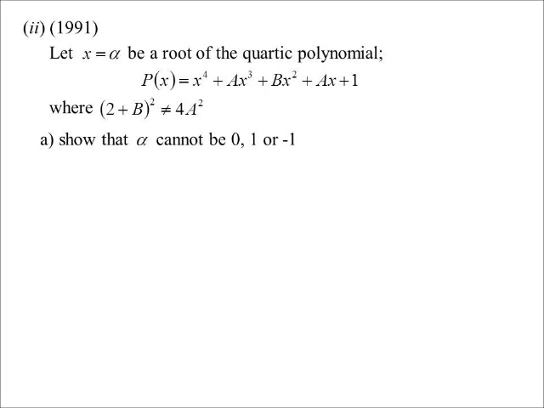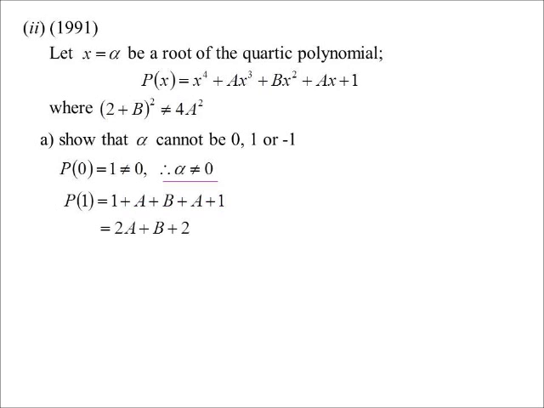Maybe not. All right, we have to show that the root can't be alpha. Well, it can't be 0, 1, or negative 1. So clearly 0 is not a solution. Sub it in, you get 1. Doesn't satisfy. Sub in 1, we get 2a plus b plus 2.